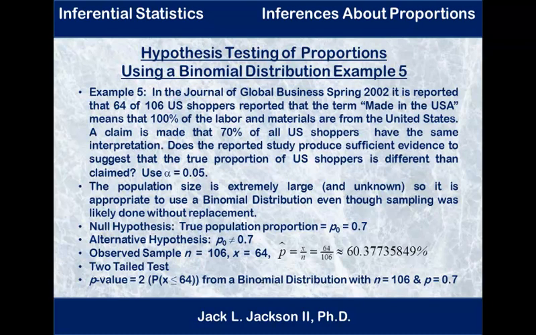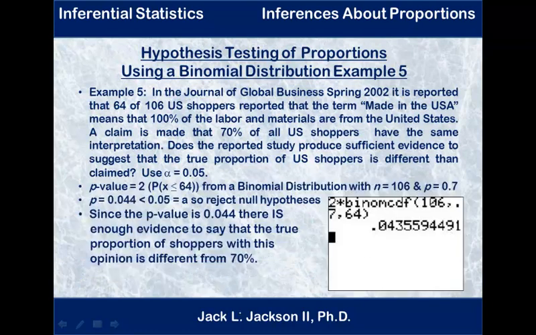In our sample, we observed n equals 106, and we observed 64 out of the 106. So that gives us a p-hat of a little over 60%. So that's less, so we're going to work with that left tail. I think this is the one where I did it two different ways. One way we can do it is twice the probability that x is less than or equal to 64 from a binomial distribution. And here's how we do that.